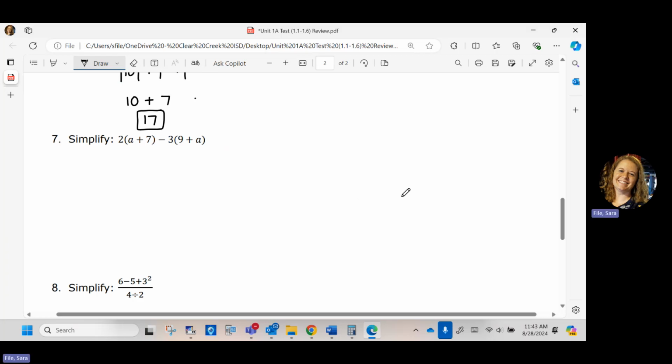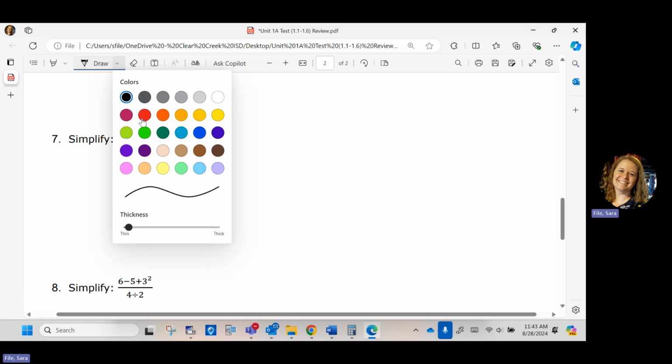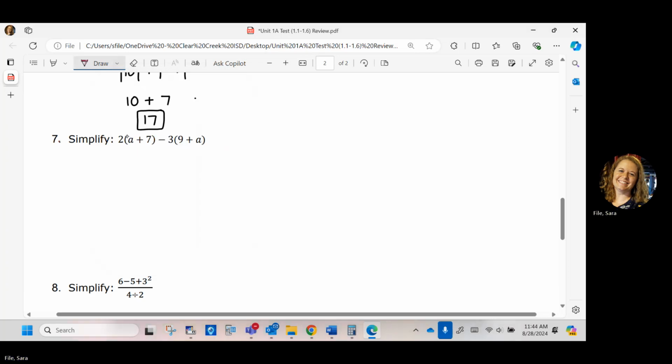This one is simplify. We need to distribute. We've got 2 sets of parentheses here to distribute. New coefficient that needs to be distributed. So 2 times A.